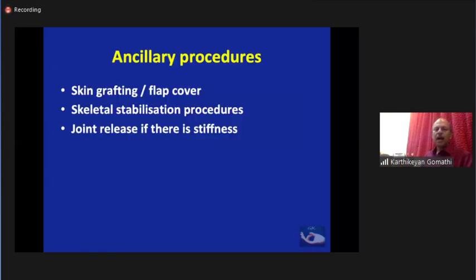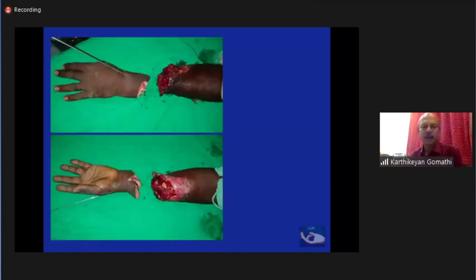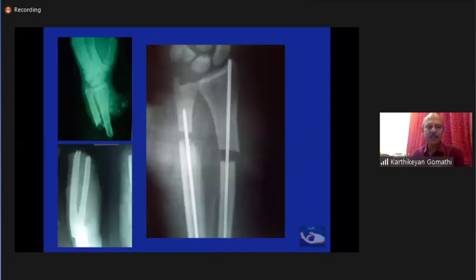Now ancillary procedures, skin grafting or flap cover, we have already seen. Skeletal stabilization procedures, joint release if there is weakness. Here, this was a distal forearm replant. We could not get the orthopedic team at that time. So what we did was a K wire fixation and stabilized the fracture. You can see the level of amputation and the K wire fixation.